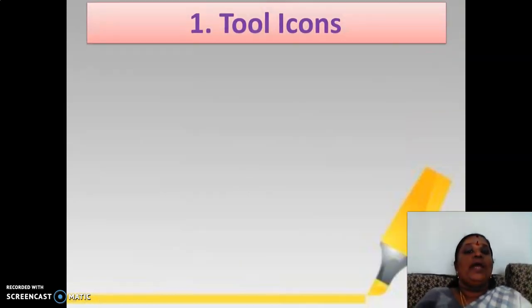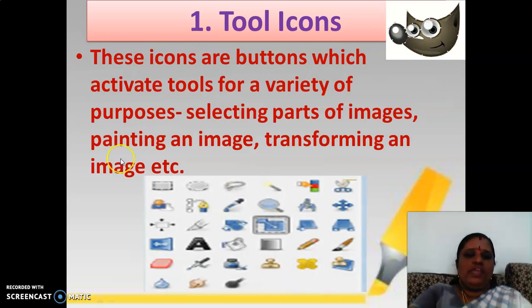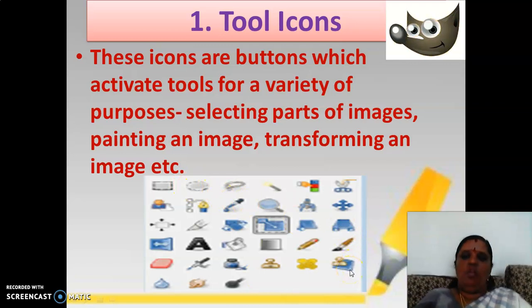Okay. So, tool icon. What is meant by tool icon? These icons are buttons which activate the tool for a variety of purposes. For what you need to select. Using the select tool, you click on it, it will be activated, and the tool can be used. So, for selecting, painting, transforming, etc. These are all the things. Whichever you want to use, you can select that. It will be activated. Got it? This is the tool icon.